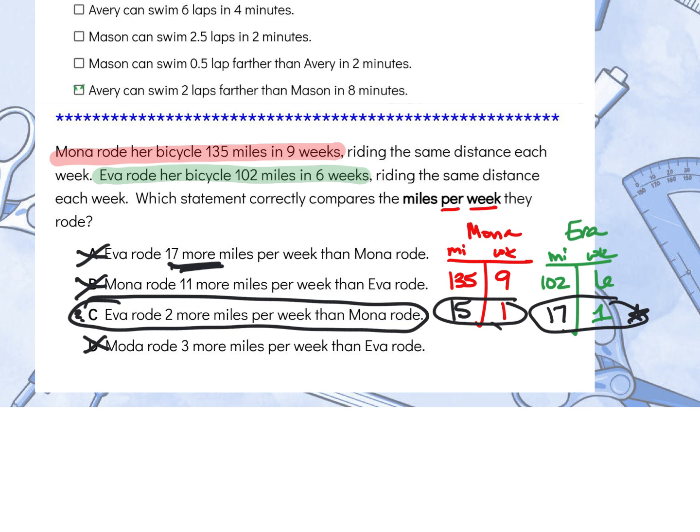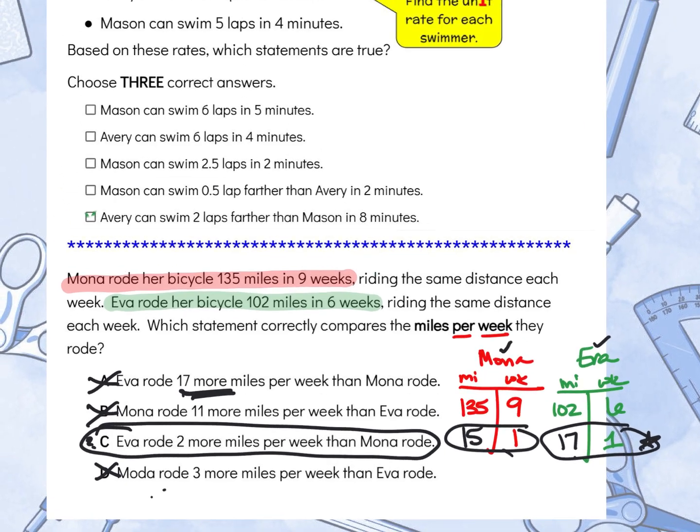Okay? So on these problems, because we're comparing 2 different rates, these little statements would have been really confusing and easy to mix up if we did not have our tables labeled with whose information belonged to whom. So it was really important that we have Mona and Eva's names on their tables. All right, now let's go back up to the top.